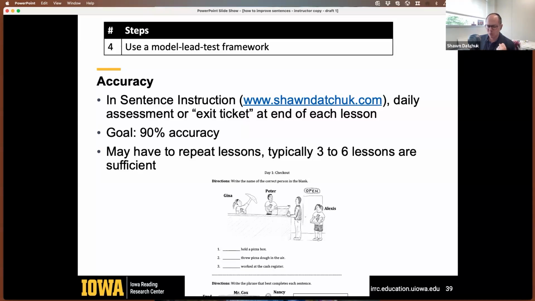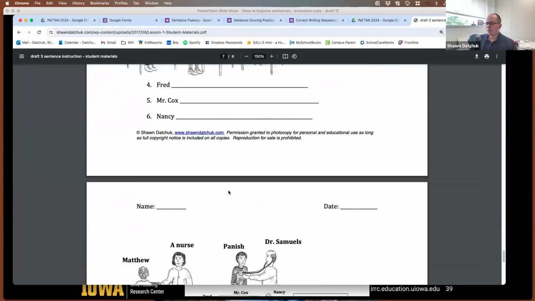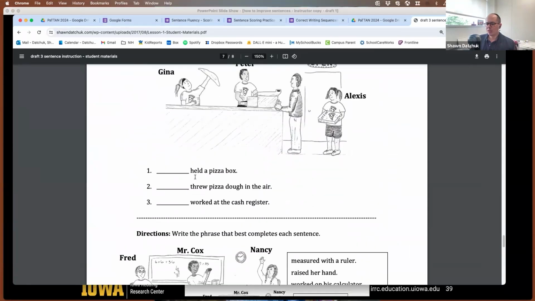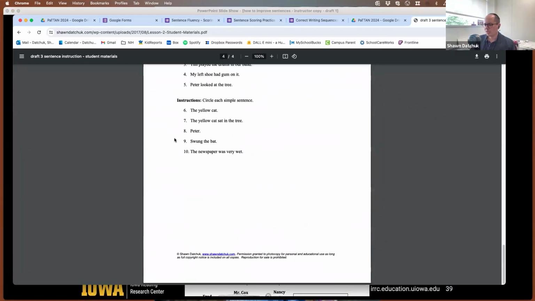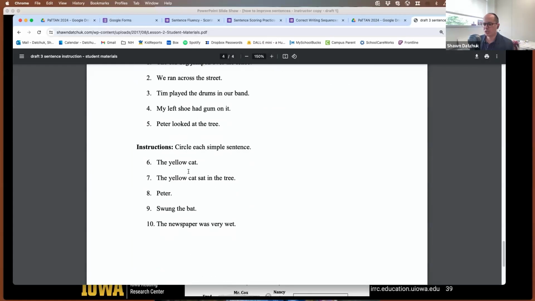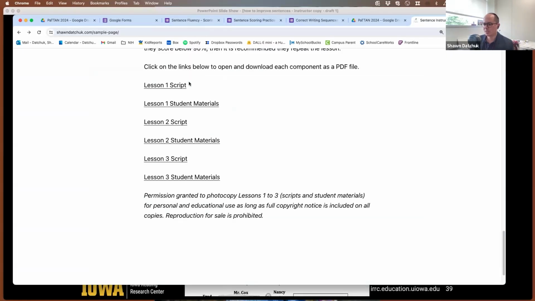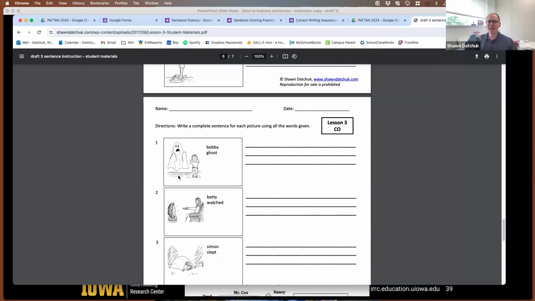What I mean by that is that when a student writes a sentence that has a capital letter, an end mark, a part that names, let's say it's Gina, and then a part that tells more, so through pizza dough in the air. Here would be lesson one: 90% accuracy on filling in the blanks for the parts. Lesson two would be 90% accuracy on underlining the parts of the sentence and then discriminating between complete or incomplete sentences. And then lesson three would be them actually writing 10 sentences that, again, have the basic building blocks.